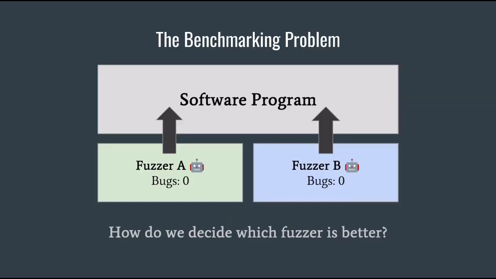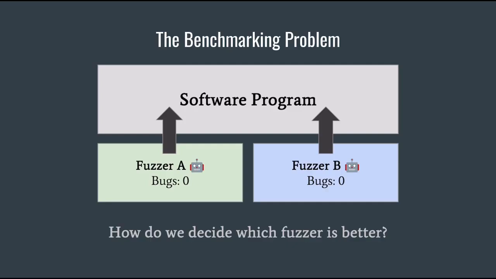So consider this situation. We run two fuzzers on the same exact software program for several hours, and at the end of the experiment, both report the same result. They both found zero bugs. From a security perspective, that may sound good, but from a benchmarking perspective, this can be a problem. Even a completely ineffective fuzzer could also find zero bugs. So bugs alone often don't tell us which fuzzer is better. This happens frequently in practice because real vulnerabilities are relatively rare.